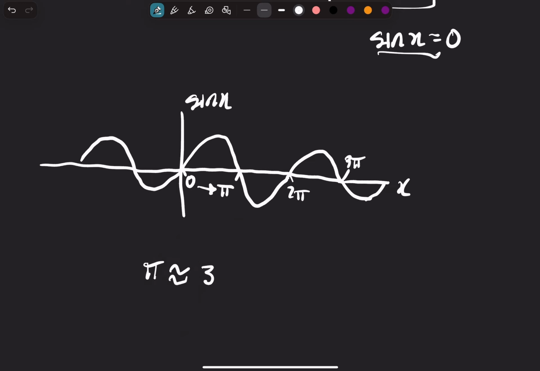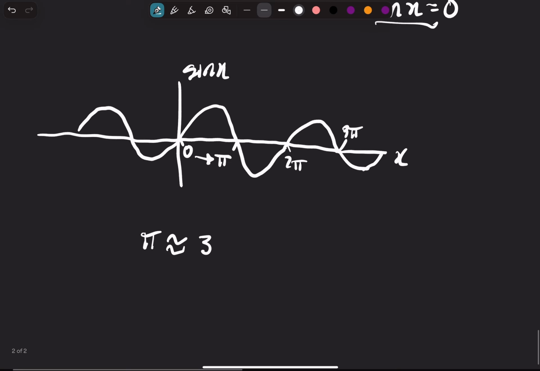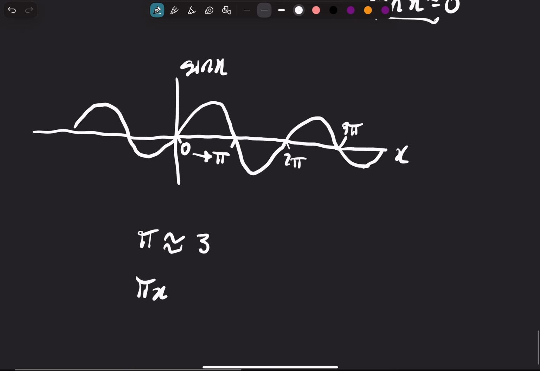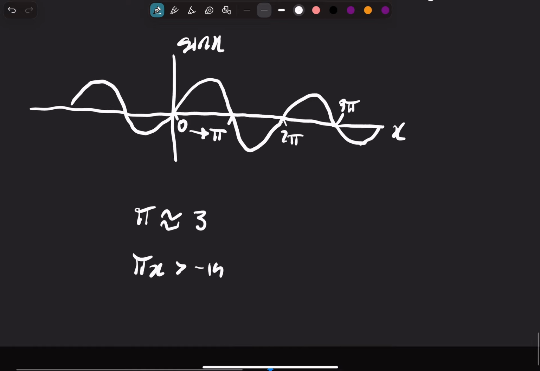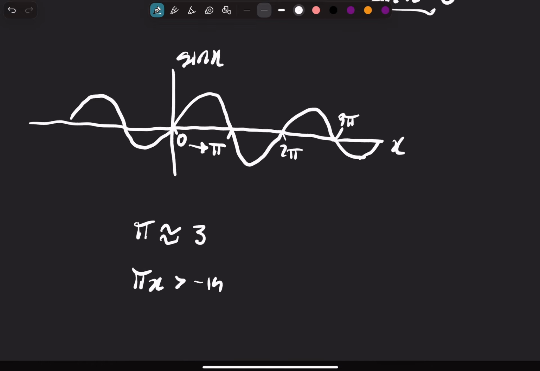All right, so we know that pi is roughly equal to 3. I'm just approximating that, and if we get a bit too close for my liking, then I'll put the 0.14, but we can just approximate it for now. Say pi is 3. Now we want pi times x, well, I guess x is just a number, right? So we want x times pi to be greater than negative 19. And if pi is roughly equal to 3, then we want 3x to be greater than negative 19.